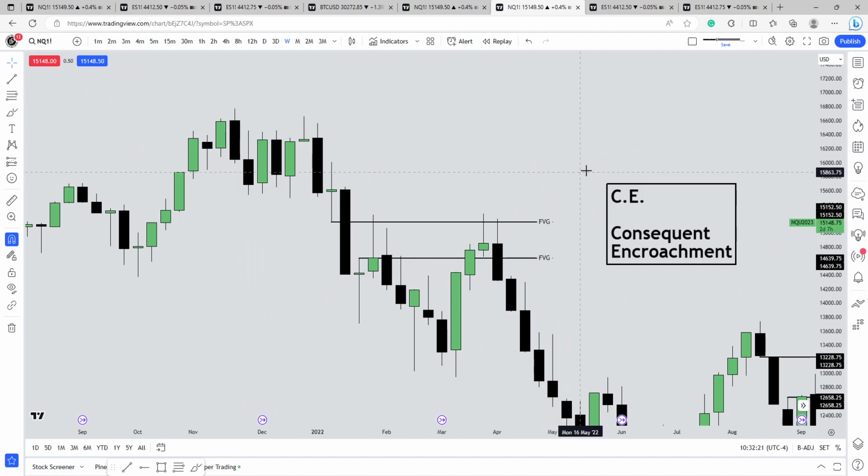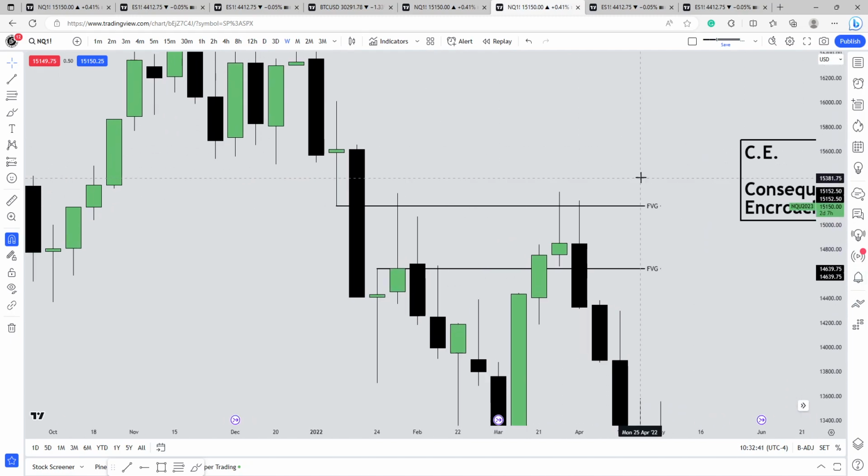Now we're going to be diving into what consequent encroachment of a fair value gap is. I know it's a little intimidating hearing these different ICT terms and the lingo, but it's really not that confusing. If you just stick with me, you'll understand it very quickly. The CE, or consequent encroachment of a fair value gap, is the midpoint. That's all it is.